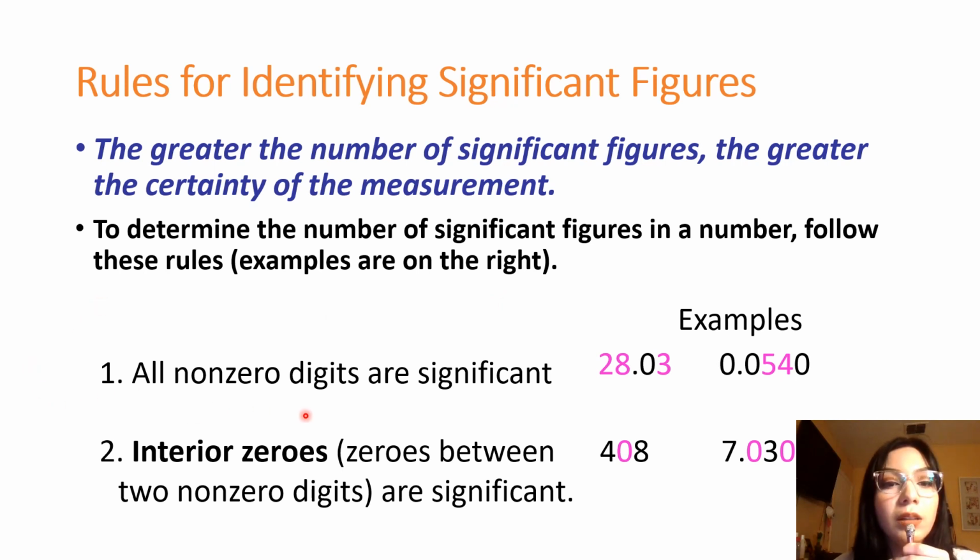So all non-zero digits are significant. You see these pink ones here, 2, 8, 3, these for sure are significant. Any non-zero, so this 5 and this 4 and this value are significant.